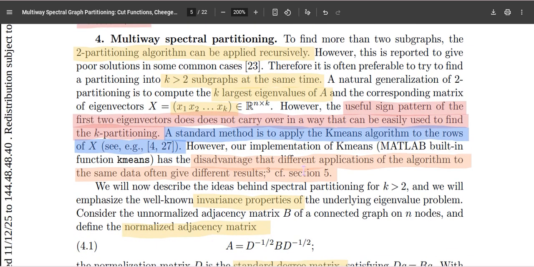Another second way to extend to directly computing k greater than 2 partitions will be to first identify the k largest eigenvalues and the corresponding eigenvectors and formulate an eigenvector matrix, where each row can be considered a point in a k-dimensional space, and then use the standard k-means algorithm. This again has a disadvantage: the k-means algorithm is very sensitive to how it is implemented, and different implementations will give you different partitionings, and it won't be invariant, it doesn't carry forward the invariance properties. So this is a second algorithm. This also has some error.